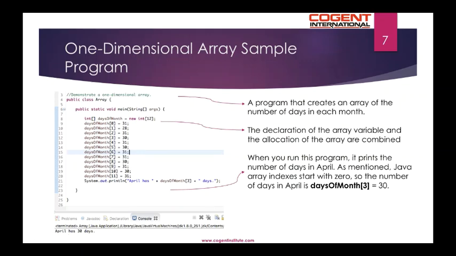So here's a program that creates an array of the number of days in each month. Here's an array of 12 elements of type int, and each of these are assigned values in the subsequent code, starting with index 0 till the index 11. So the declaration of the array variable and the allocation of the variable are combined in this case. When you run this program, it prints the number of days in April. As mentioned, Java array indexes start at 0, so the number of days in April is days of month of 3, which is 0, 1, 2, 3. The value is 30.